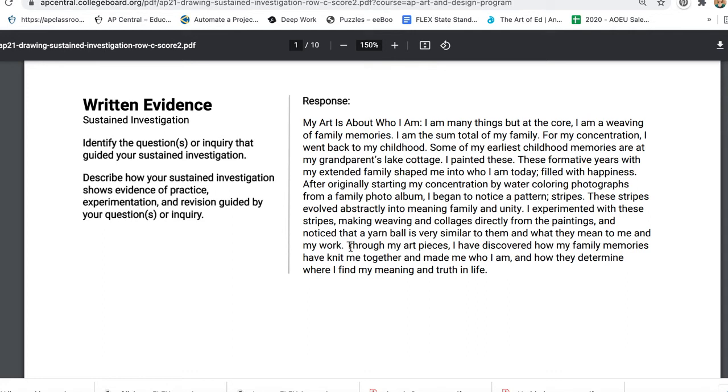After originally starting my concentration by watercoloring photographs from a photo album, I began to notice a pattern, stripes.